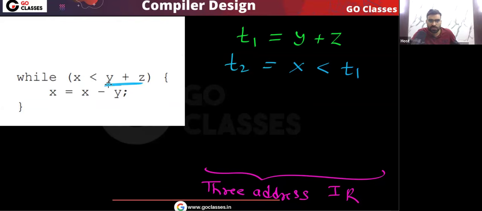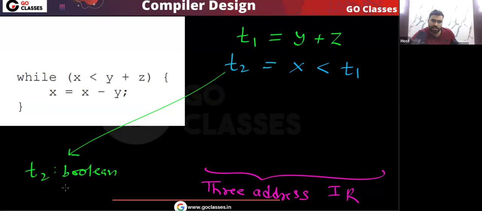Do you agree with me? Okay, see, notice. First you will do y plus z and put this in a temporary variable, T1. Then what to do? Then you check whether x is less than T1 or not, and the result you store in T2. Did you notice one thing, that this T2 will be what? Can I say this T2 is Boolean? Either this T2 will be 0 or 1. This T2 will be a Boolean variable. This is a temporary variable, but a Boolean temporary variable.